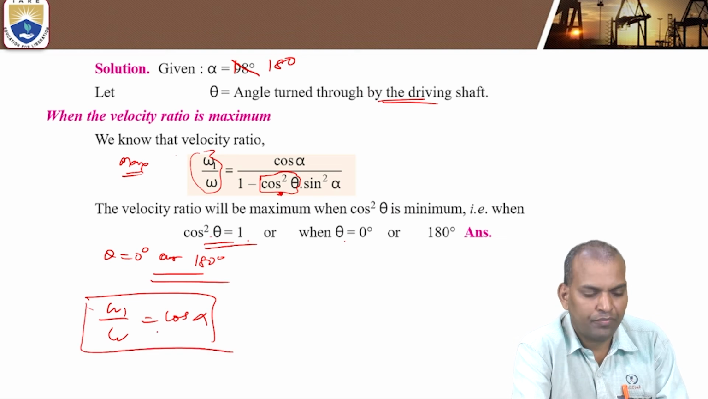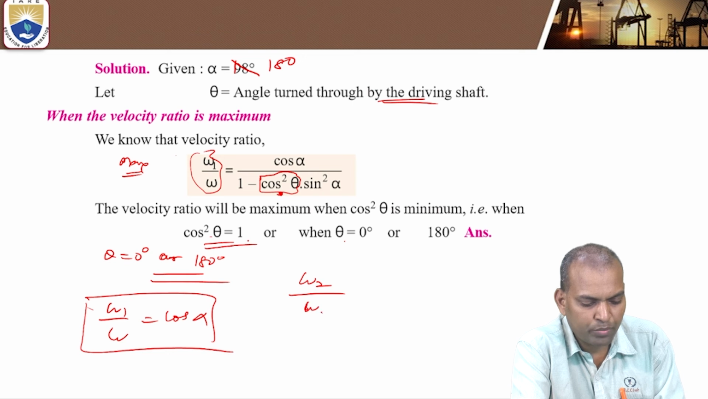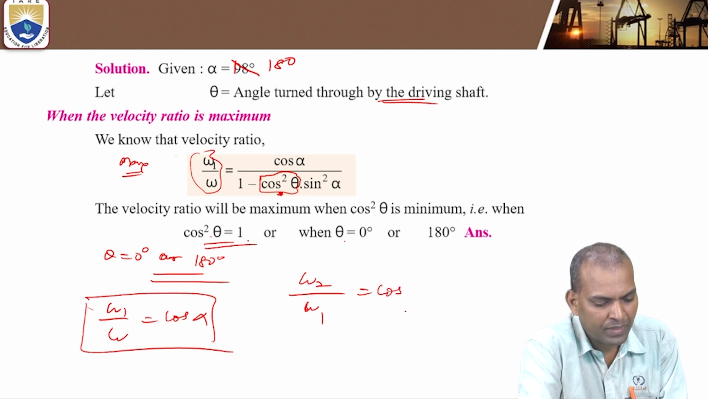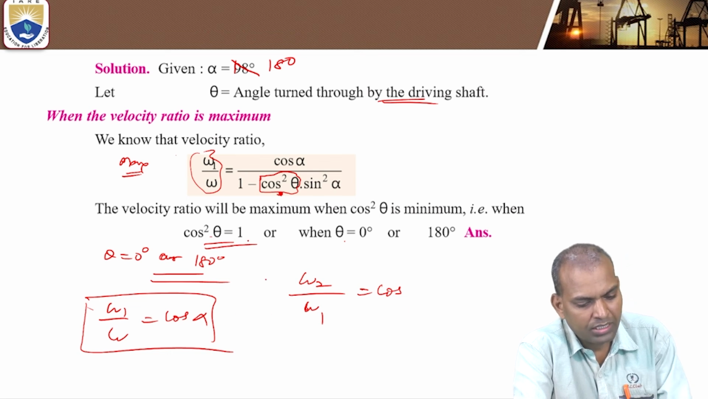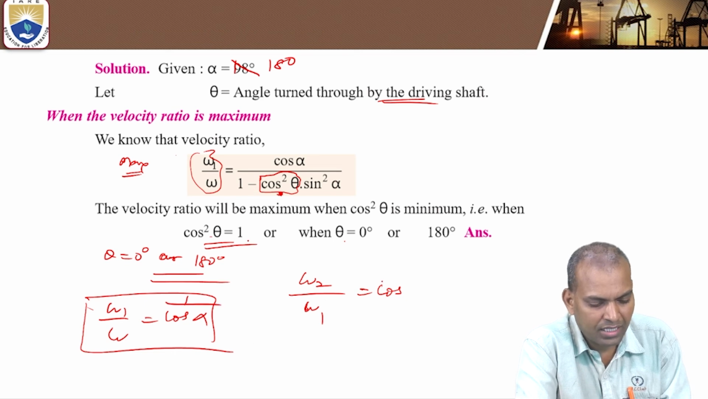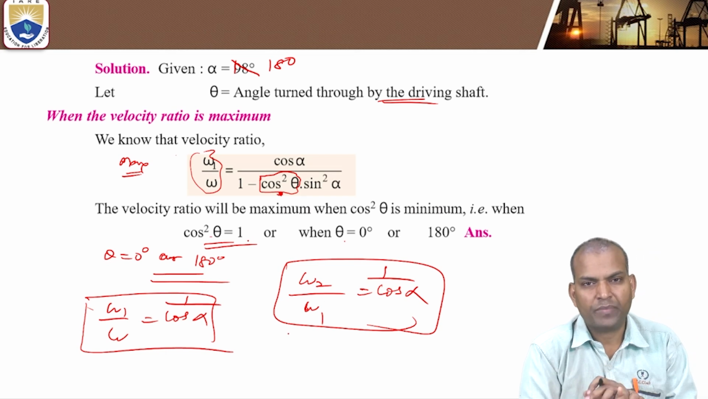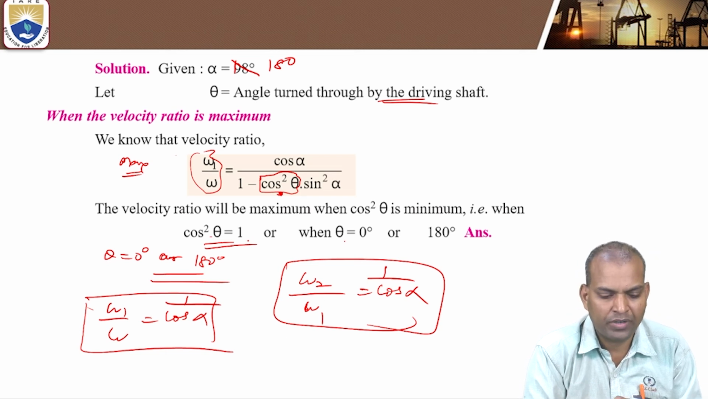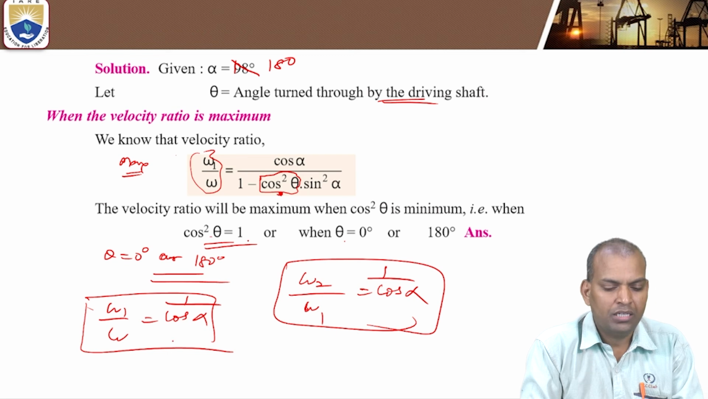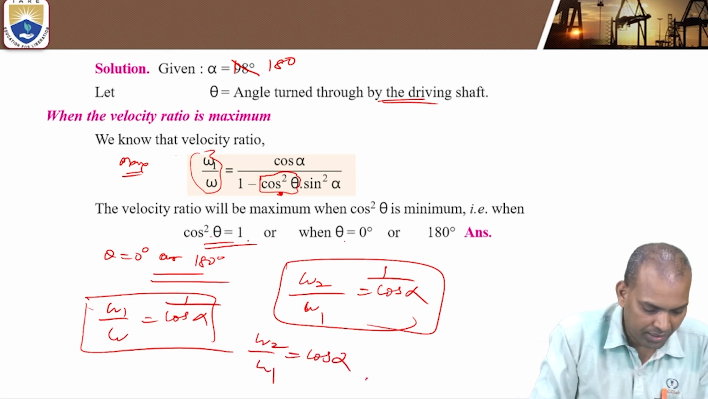This is the maximum. As mentioned in some of the textbooks, omega 2 by omega 1 is maximum when cos square theta is minimum, but it comes as 1 by sin square alpha. Yes, when cos square theta equals 1, it becomes 1 minus sin square theta, and it becomes 1 by cos alpha. If you simplify it, that is the condition. So omega 2 by omega 1 equals 1 by cos alpha for maximum velocity ratio, and for minimum velocity ratio, omega 2 by omega 1 equals cos alpha.